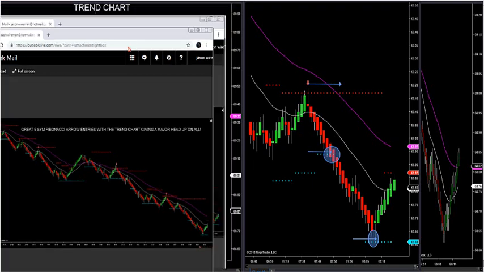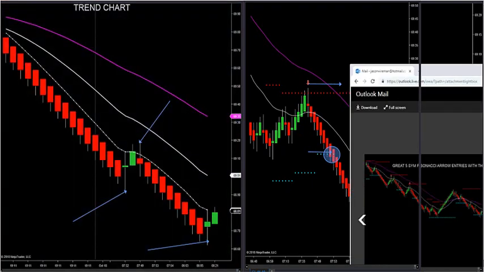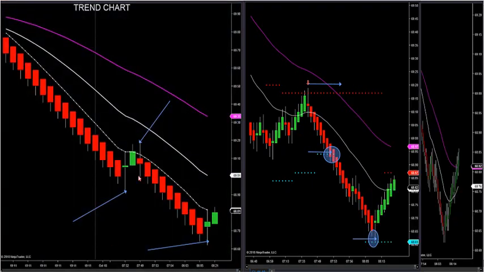1, 2, 3, 4, 5. We were 5 for 5 on the 3-sim, and we were 6 for 6 on the 5-sim, all based upon trading off this trend chart. You warm up with this trend chart on any market and you do some serious damage.